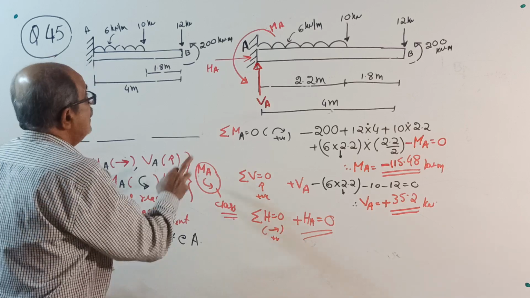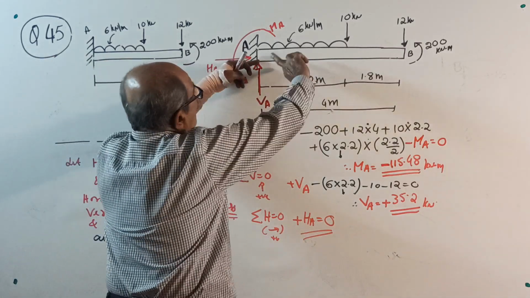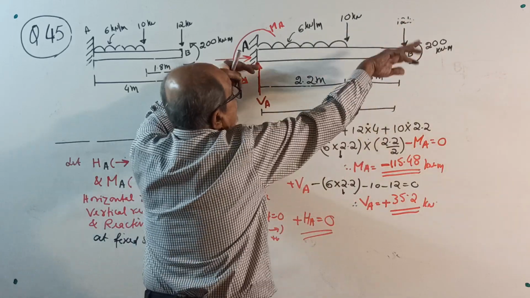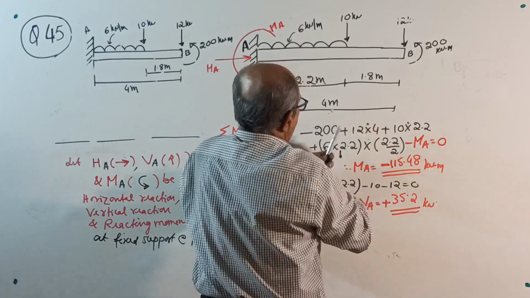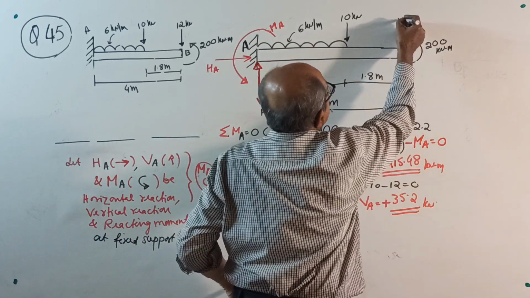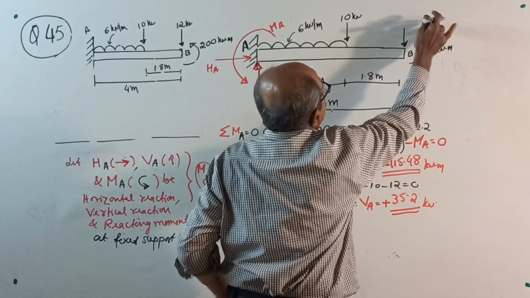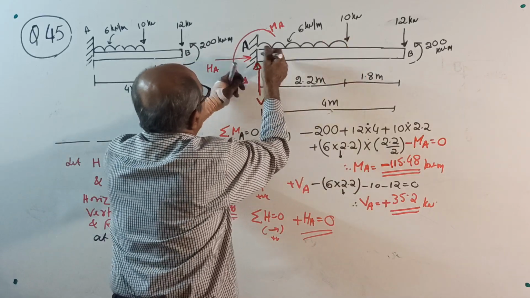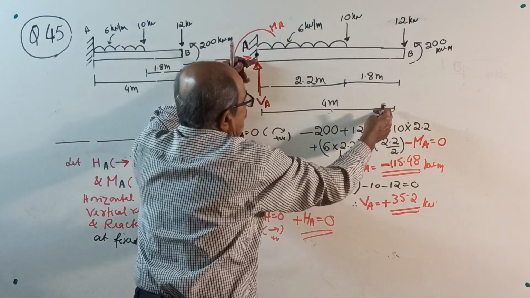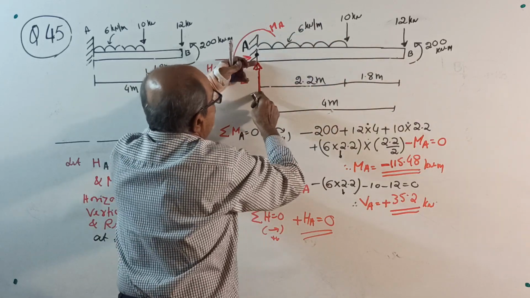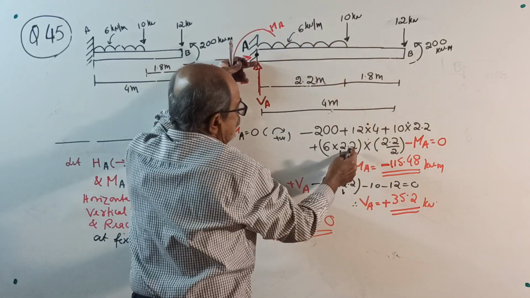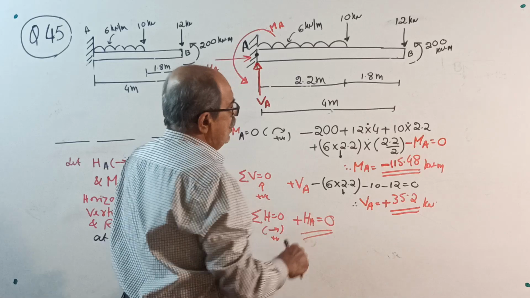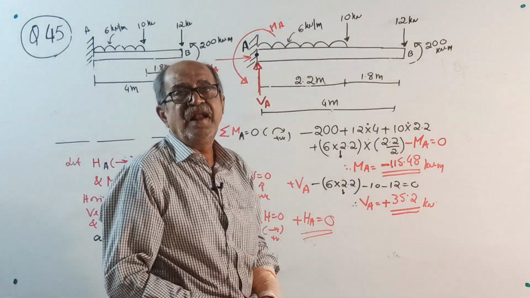Okay, start. Take moment about A. Clockwise positive. Minus 200. That's all. Minus 200 plus 12 kilonewton. Okay. Plus moment about A, be careful about A. Plus 12 into 4, plus 10 into 2.2, plus 6 into 2.2, that is the total load into 2.2 by 2, minus MA equal to 0. MA will come minus 115.48.